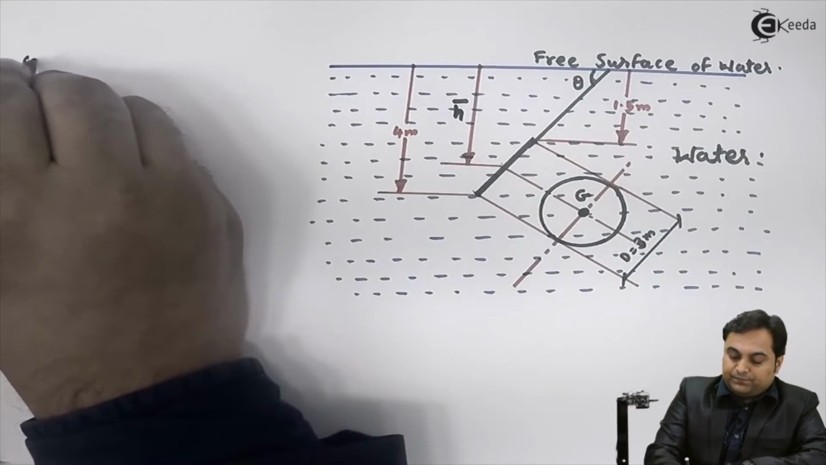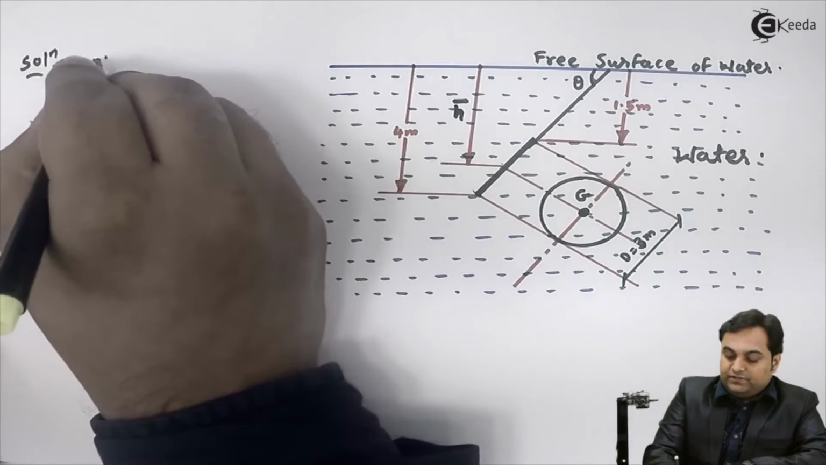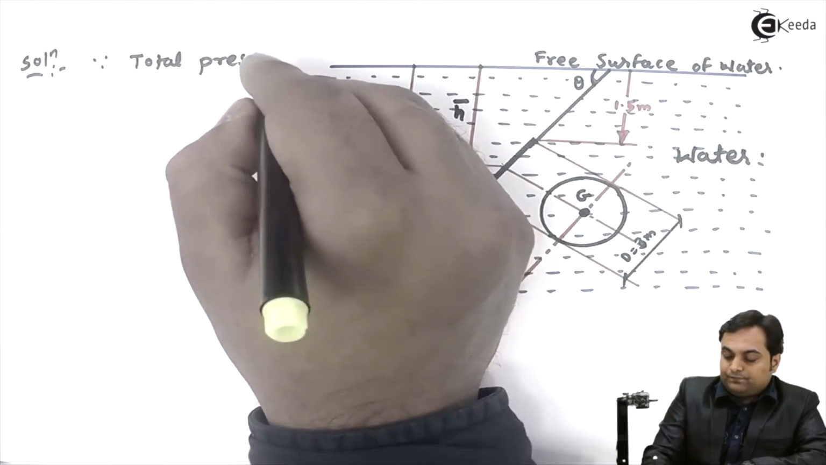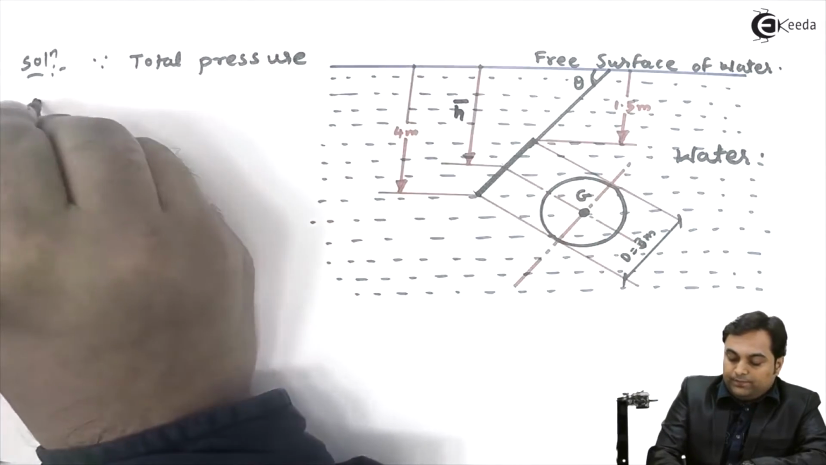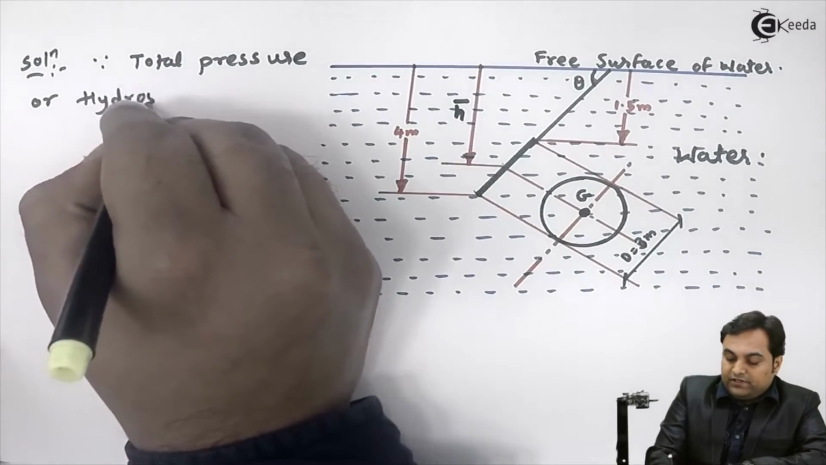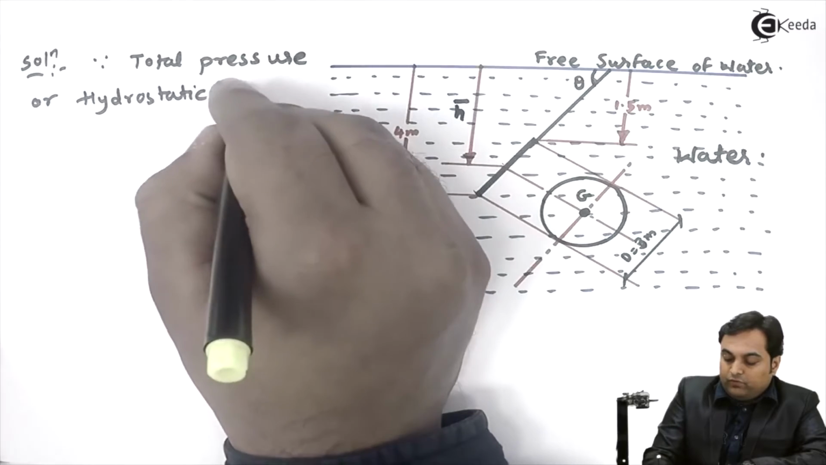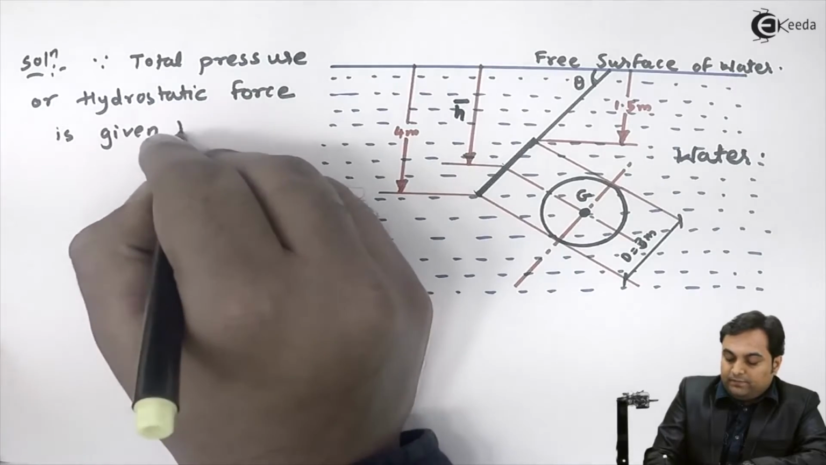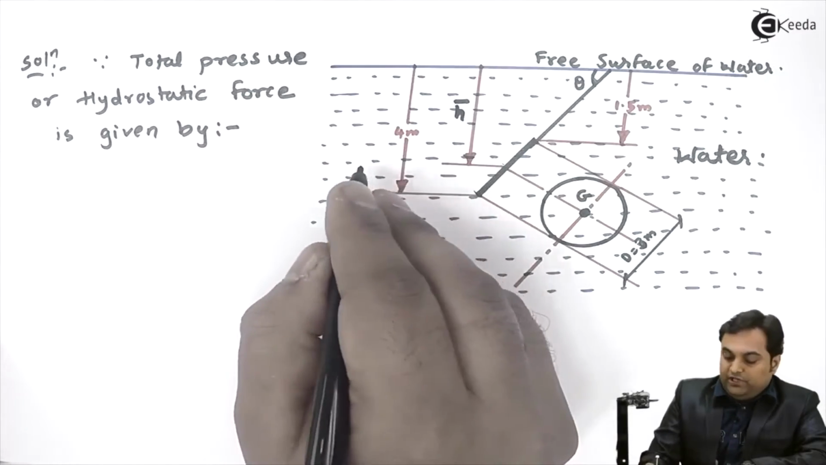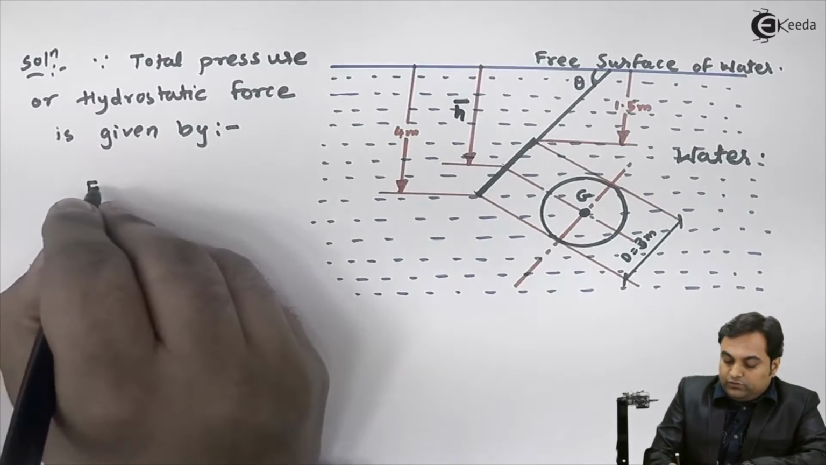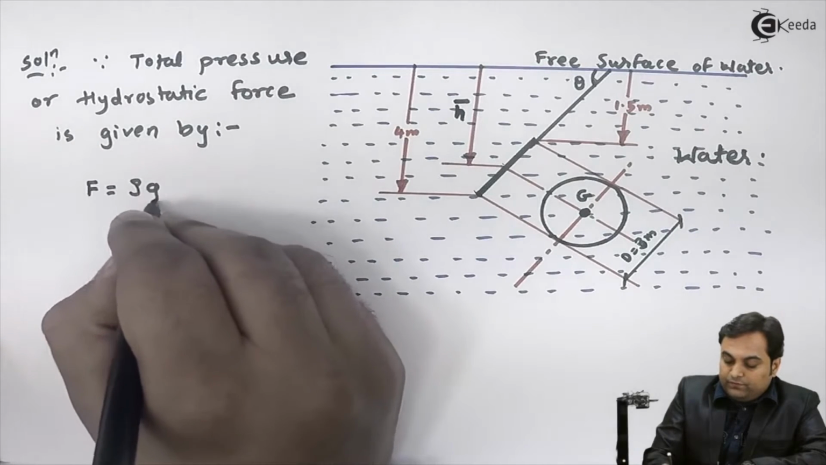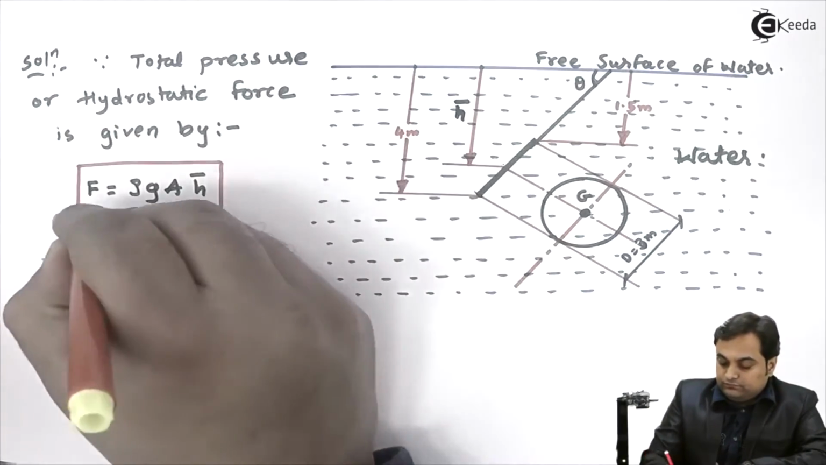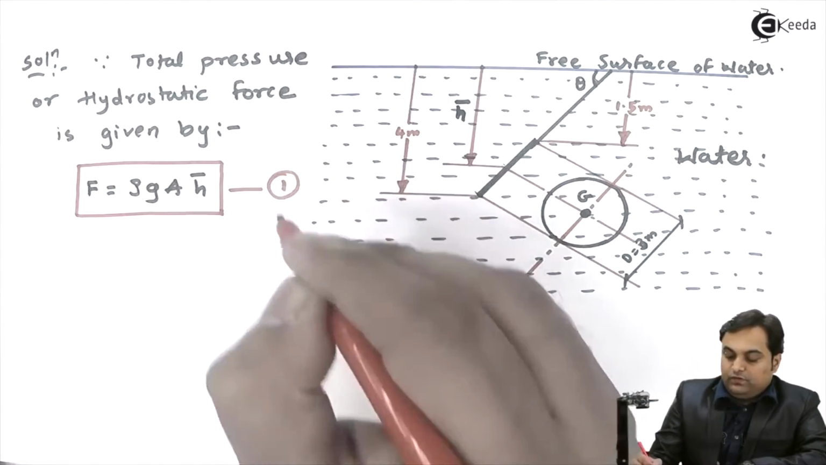So in solution, I'll write down, since total pressure or hydrostatic force is given by the formula of total pressure is rho g area into H bar. I'll keep this as equation number 1.